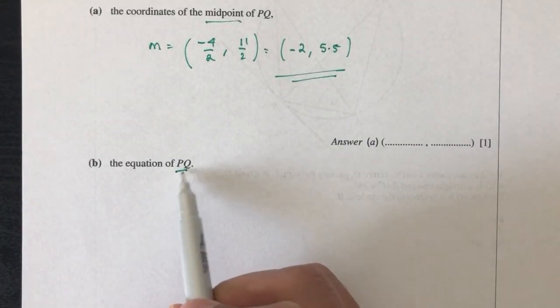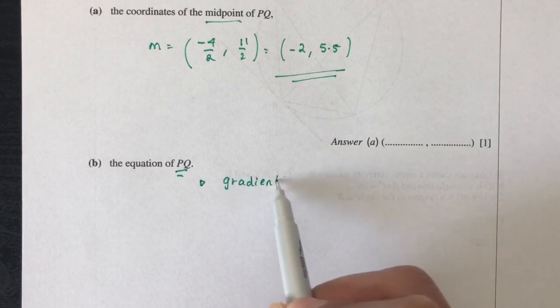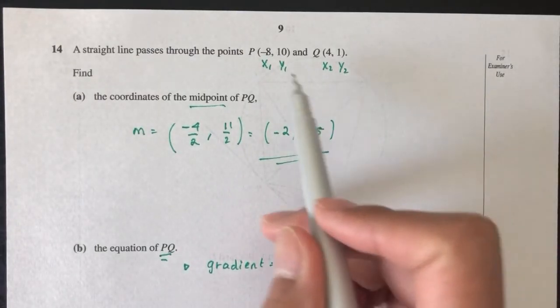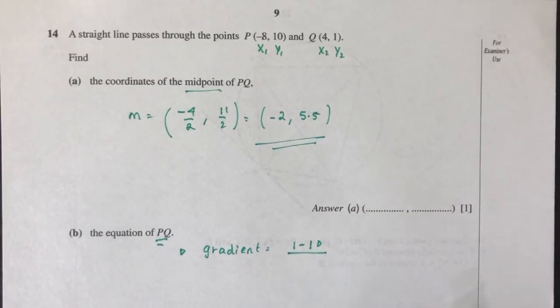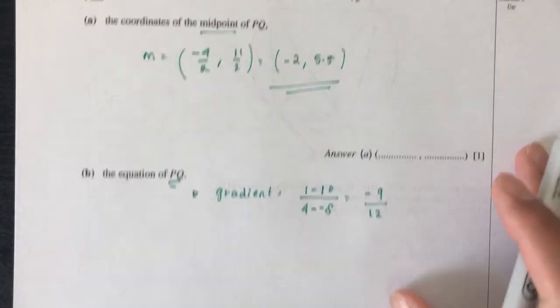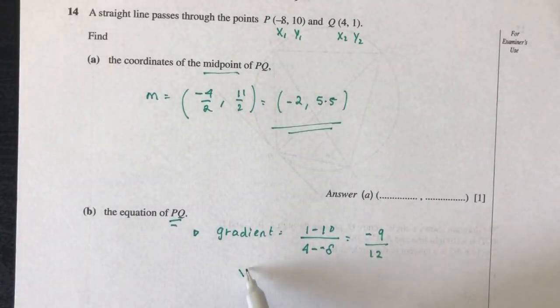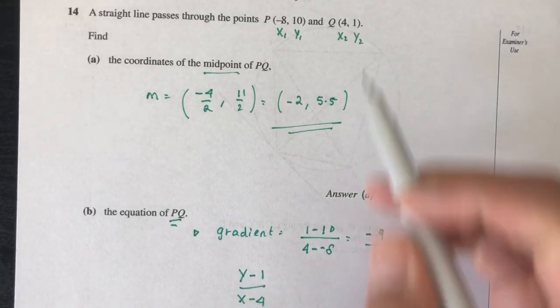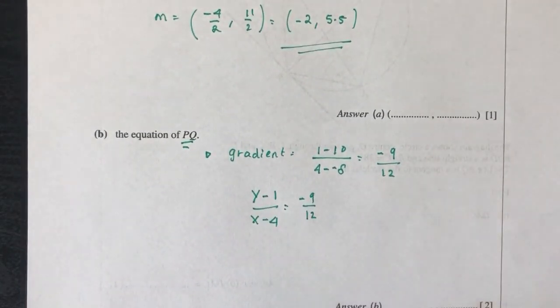Part B, find the equation of PQ. So the first thing we need to find is the gradient of PQ. Gradient, we have to use a formula again, which is y2 minus y1, so 1 minus 10, divided by x2 minus x1, which is 4 minus minus 8. That will be minus 9 over 12. So now once we have the gradient, we have to use a point. Let's choose this point, for example. So we have to do y minus 1, divided by x minus 4, equal to minus 9 over 12.